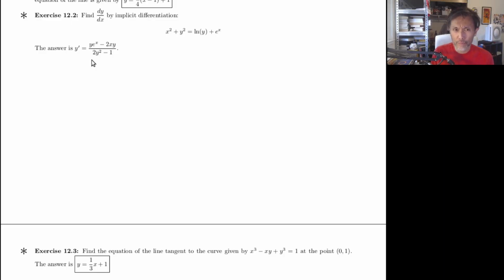Okay, did you try? I hope so. And let's take a look at what the right process, or at least the process as far as I'm concerned, should be to kill this problem.